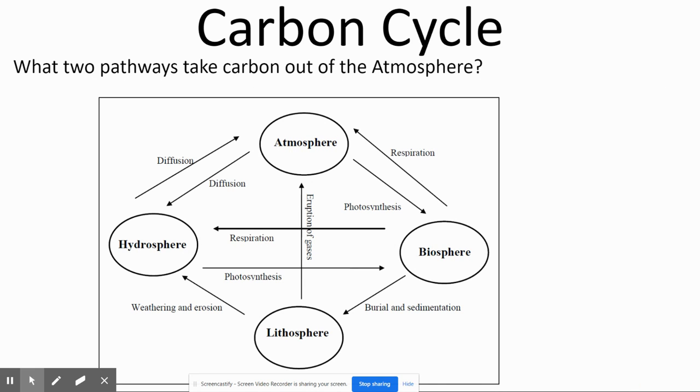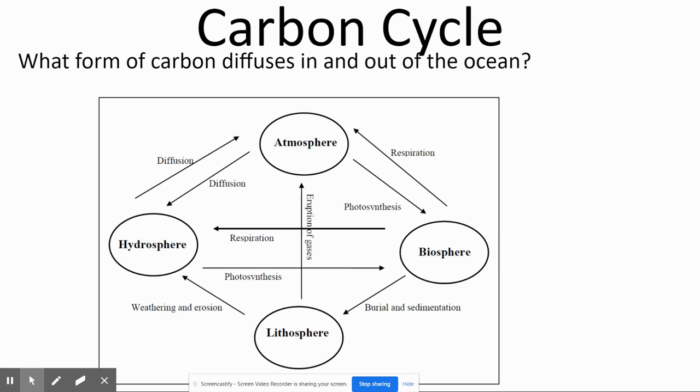All right, if I ask you what two pathways take carbon out of the atmosphere, you have to look at these arrows. One arrow would be photosynthesis. It fixes it into the biosphere. You want it out of the atmosphere. And the other way is diffusion. The higher the CO2 is in the atmosphere, the more diffuses into the hydrosphere, into the ocean.